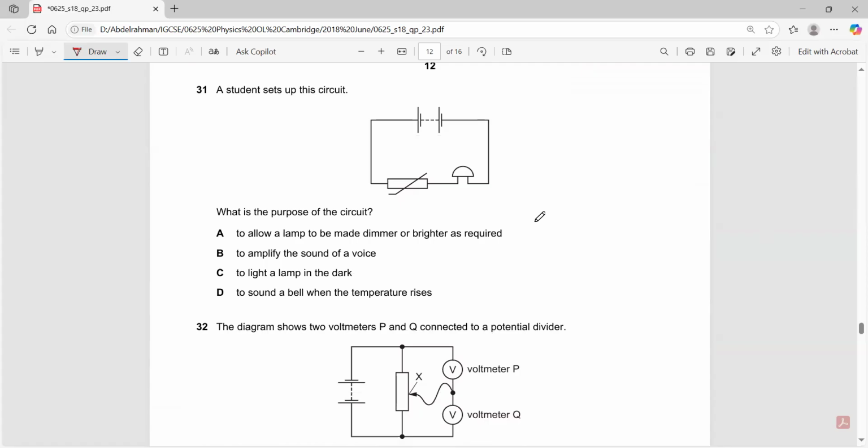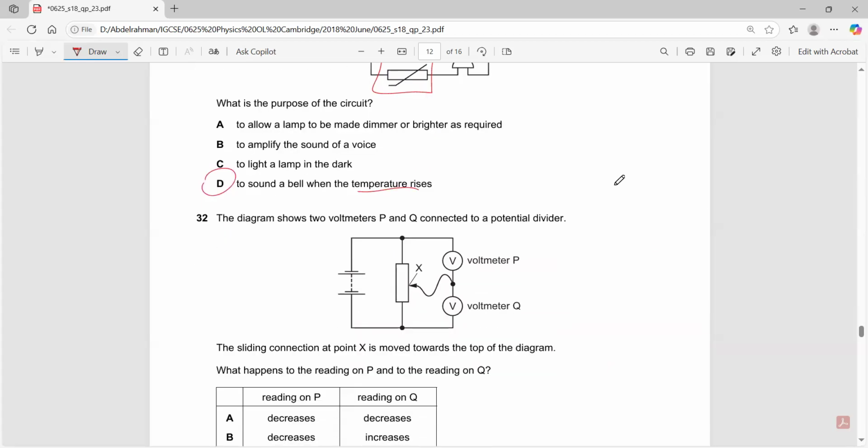What is the purpose of the circuit? You have a thermistor, so it has to do with the temperature. So the only one which has to do with the temperature is to sound a bell when the temperature rises.